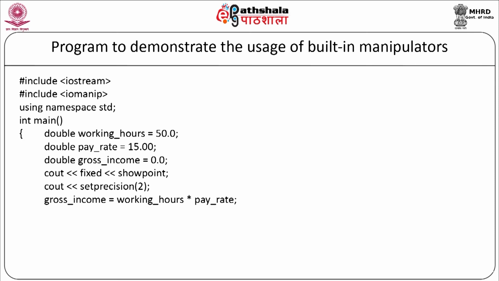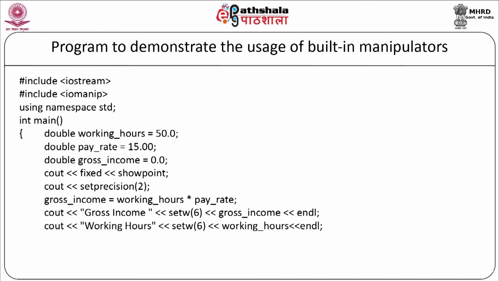grossIncome is equal to workingHours times payRate. cout the text gross income, setw(6) and the value of grossIncome, endl. cout the text working hours, setw(6), the value of workingHours, endl. cout the text pay rate, setw(6), the value of payRate, and endl. return 0, and our program will end.